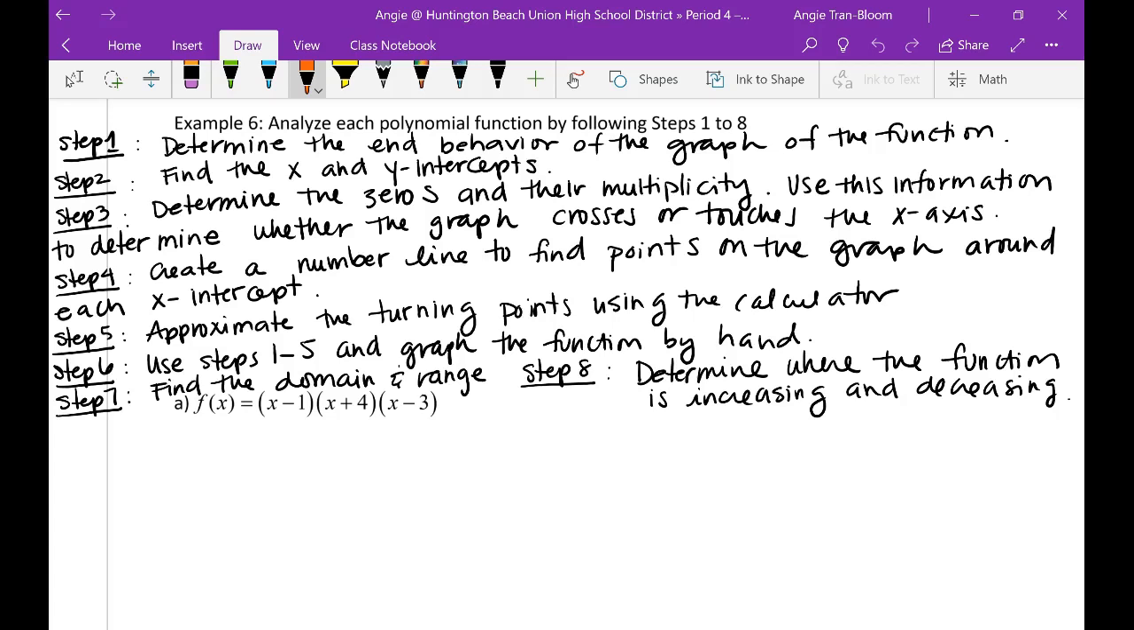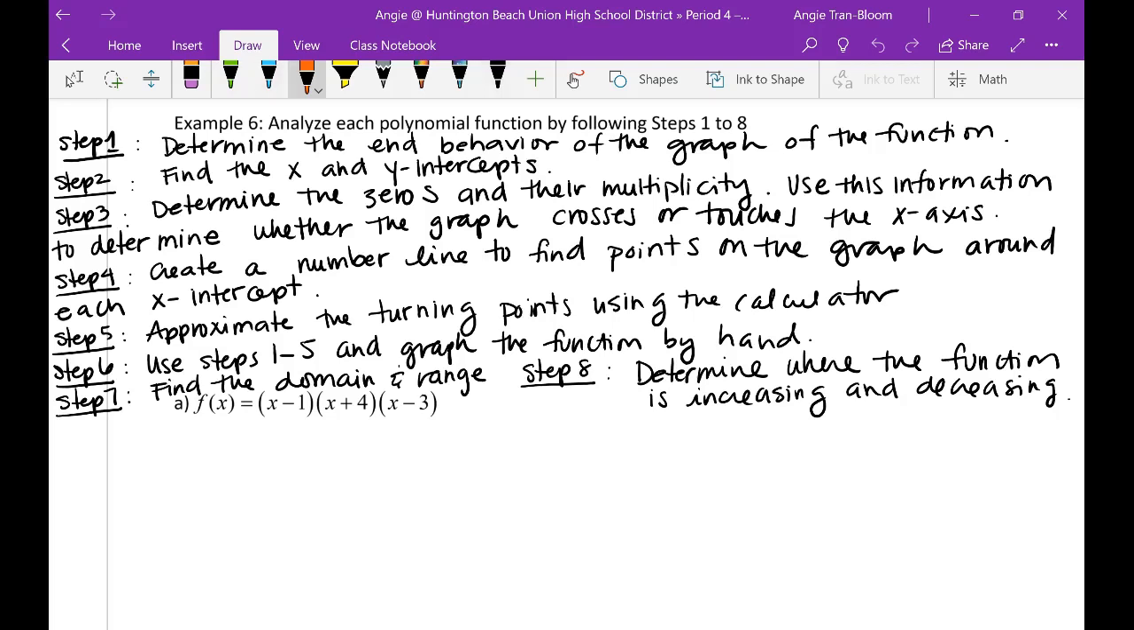Now, if you were absent or if you didn't hear me the first time, in your textbook, it will ask you to use 8 steps to analyze. I don't want you to use the 8 steps from the book, because there are a couple of things that I changed. So make sure you use the 8 steps from your notes. So let's work these out.